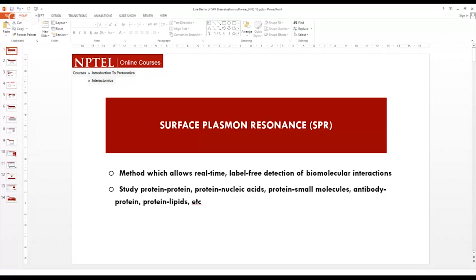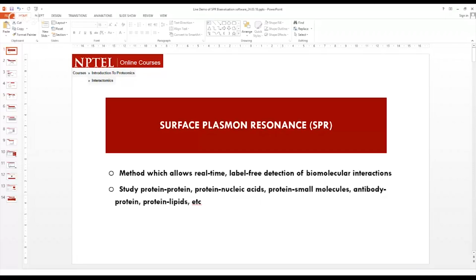There are basically three major steps in an SPR assay. One is the immobilization, where you attach your ligand to your sensor chip surface. There are two kinds of immobilization techniques. You can have a direct technique or a capture technique. And we won't go much into detail in this session. If you are interested in learning more about this, you can attend our Interactomics MOOC course, where all these terms and the experimental details have been explained.